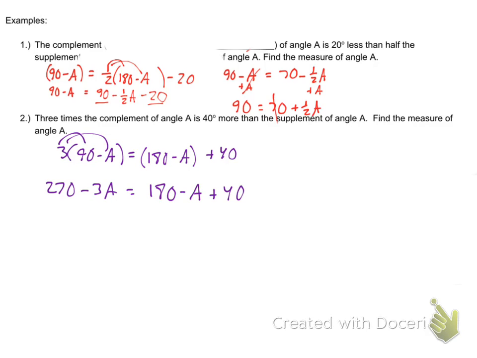Plus 40. Me personally, I like to gather up like terms before I start moving one side to the other, so I have to combine the 180 and 40. What would that give me? 220.